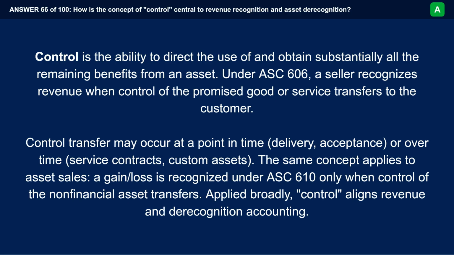The same concept applies to asset sales. A gain or loss is recognized under ASC 610 only when control of the non-financial asset transfers. Applied broadly, control aligns revenue and derecognition accounting.